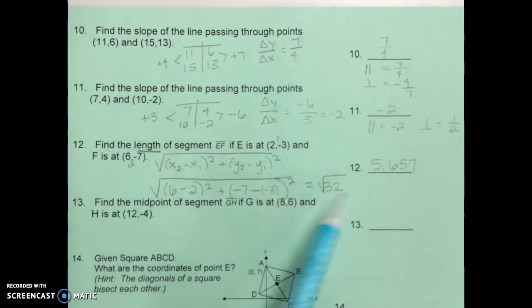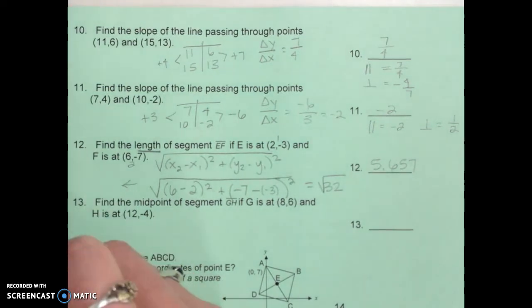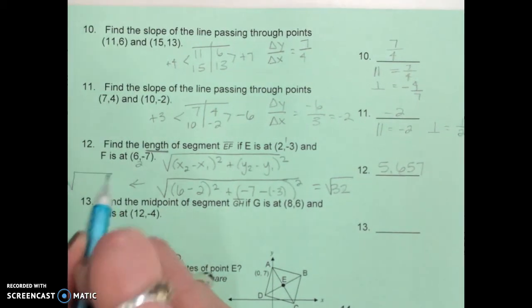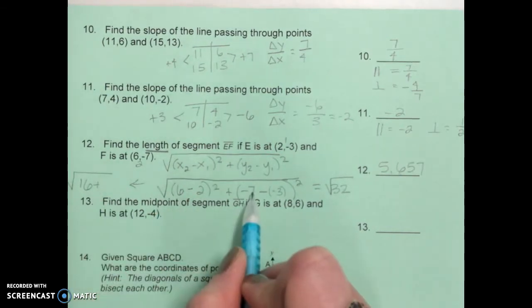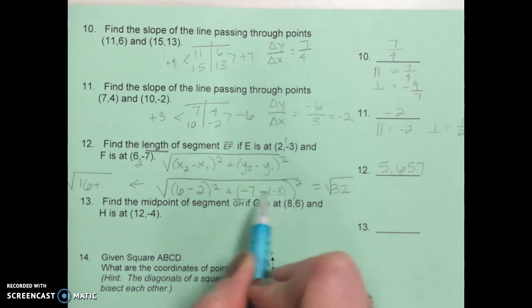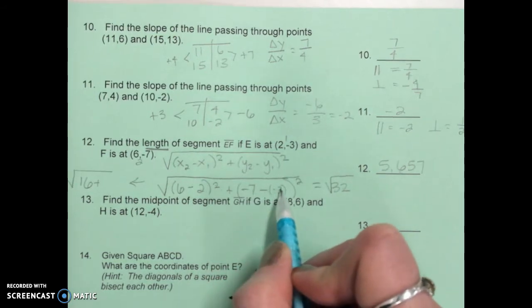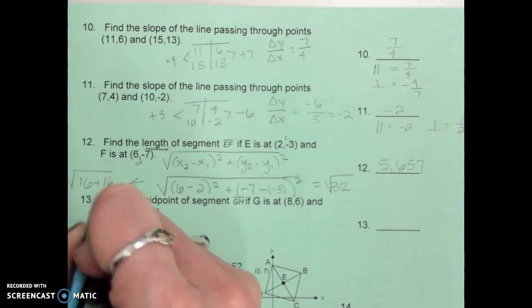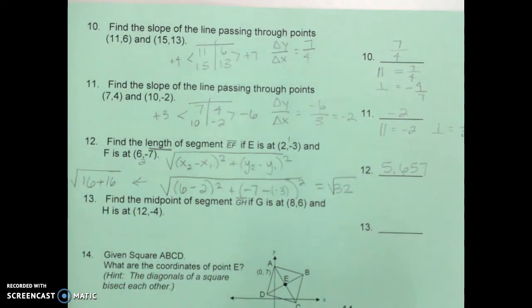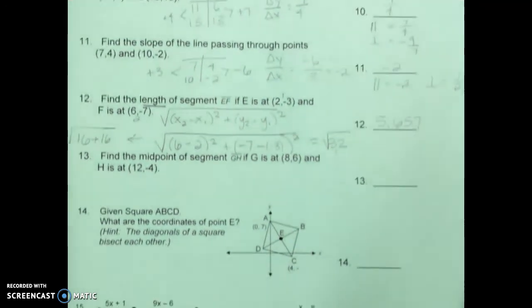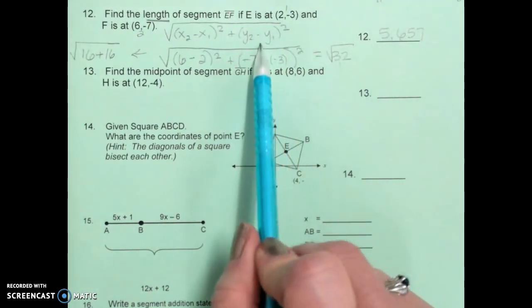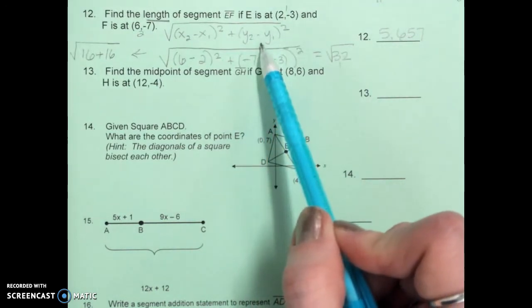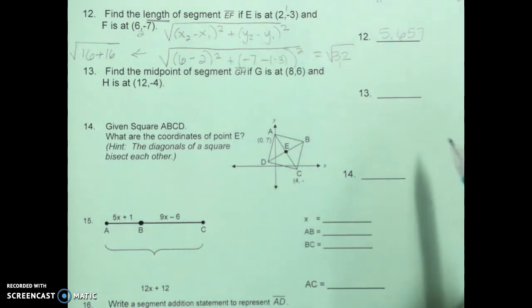Just as a few notes, if you do it with more steps, you would end up with the square root of, this is 4 squared, which is 16, plus negative 7 minus negative 3 is like negative 7 plus 3, which is negative 4 squared, which is 16. So if you did a few more steps, you should have gotten that, which then gets you to the square root of 32. Whew. Number 13. Oh, also this formula will be available to you on a formula chart as well as on the poster in the classroom.